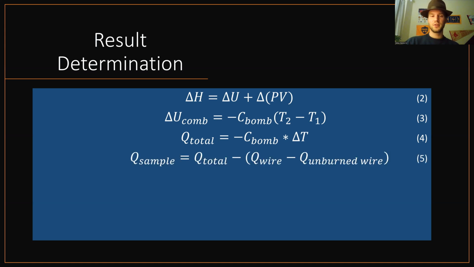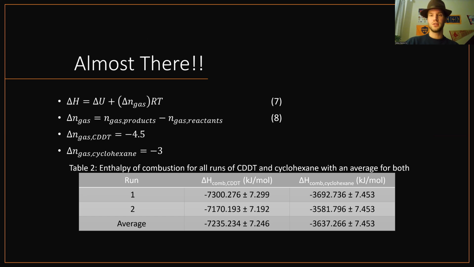And then finding the heat of our sample, we can take this total heat and subtract the heat given off by the wire as well as the heat of the capsule for the cyclohexane runs. Once we have this total heat of our sample, we can divide it by the moles of our sample to give us the internal energy of combustion. Okay, we're almost there. Using our internal energies of combustion, we can add it to the product of the change in moles of gas times the gas constant and temperature to give us the change in enthalpy.